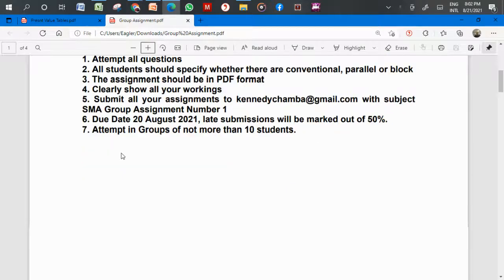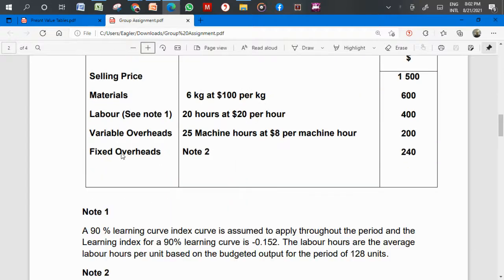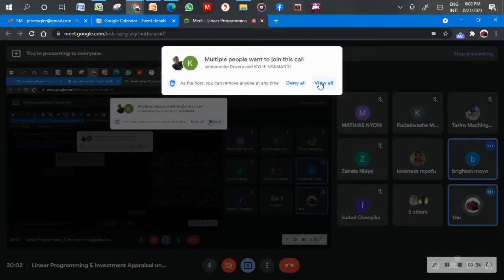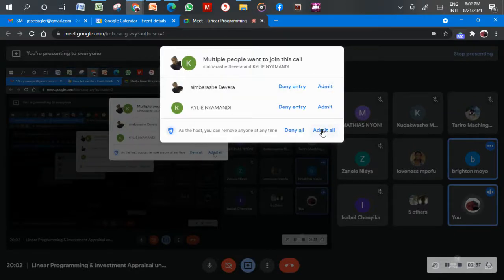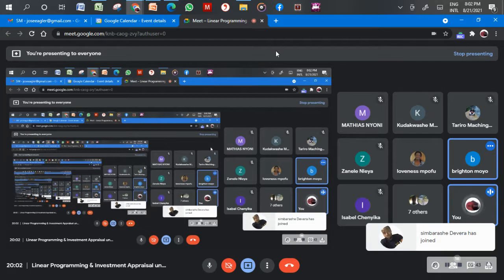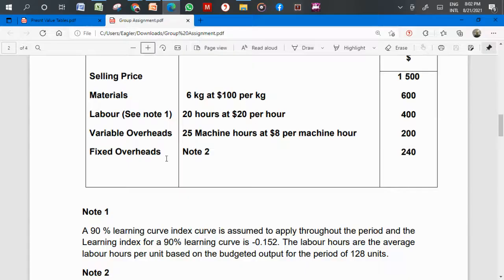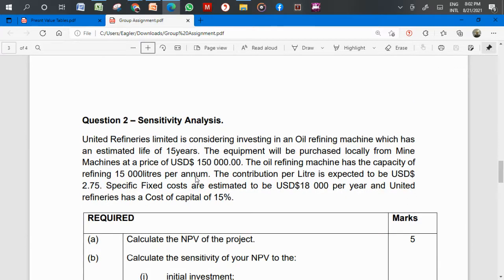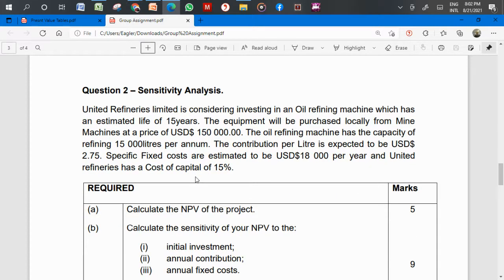Okay. So this is just a discussion. I will start with the last question, then I'll go through number 2, then lastly, I'm not quite sure about number 1, so that one is very much open for discussion. But let's just start with number 2, then we go to number 3. Number 2 is about sensitivity analysis.